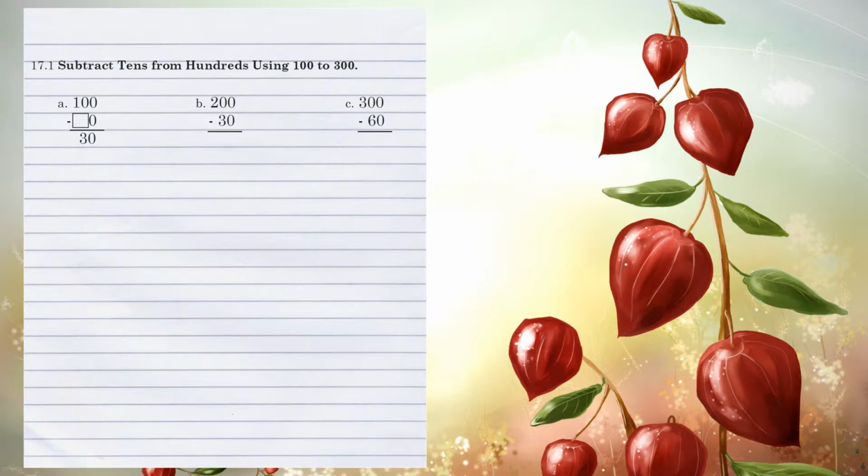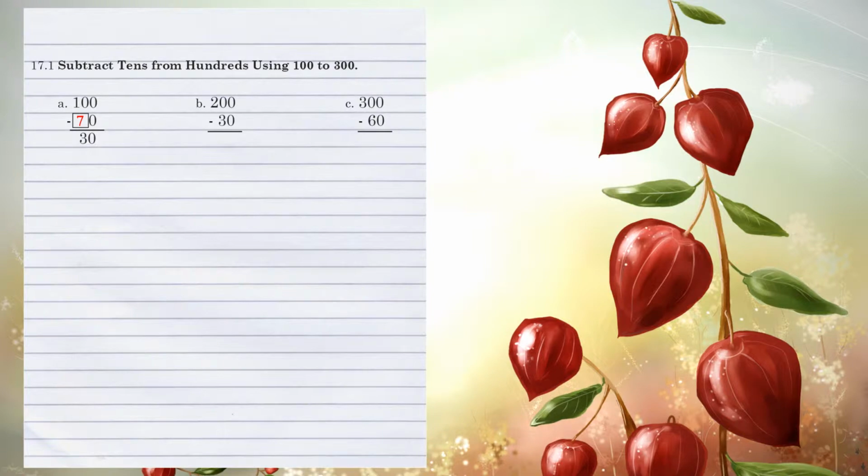In this problem we have a missing number. We've already been given the answer, but we've got to figure out what number would go in the box. So if we were to break this down, we know that 0 minus 0 is 0. We're okay there. So 10 minus what number would give us 3? That would be 7. We can also think about 3 plus 7 equals 10.